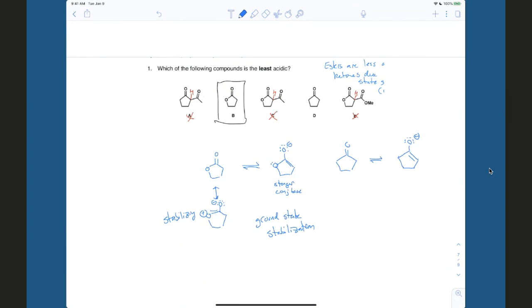Of the ones listed here, the most acidic would be A. So these types of things are additive. So since ketones are more acidic than esters, a diketone will be more acidic than a ketoester, and a ketoester will be more acidic than a diester.